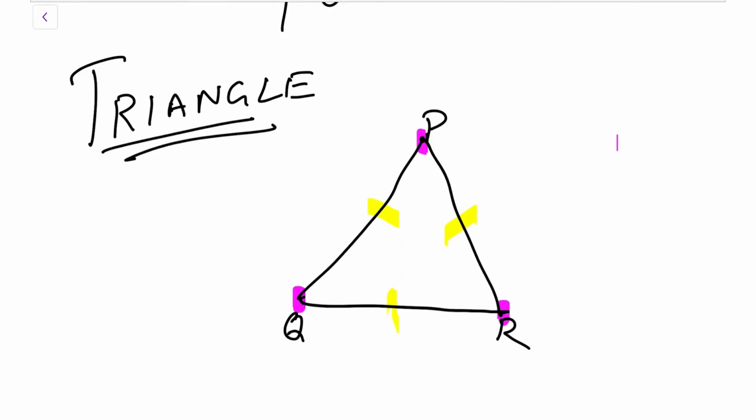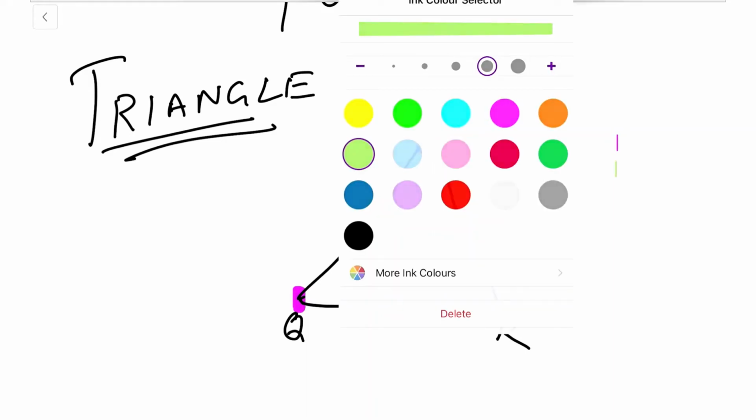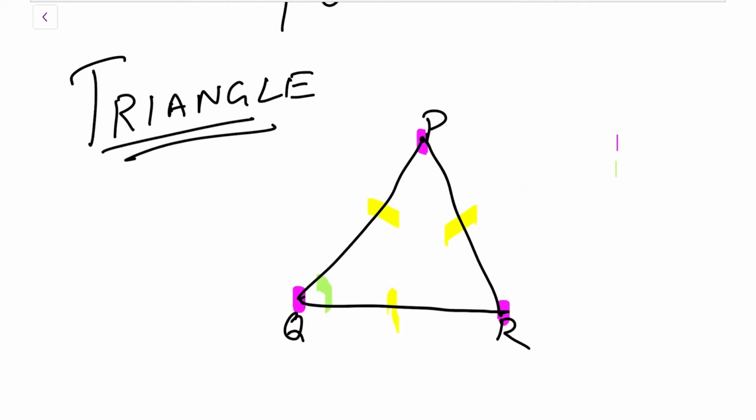Alright. 3 vertices. And can you see how many angles it's formed? That's right. You can see the angles that are formed are also 3. 1, 2, 3. 3 angles. Okay. So you got 3 sides or 3 line segments. You got 3 corners and it's formed 3 angles. Now, can you see that the angles are named with capital letters PQR? That's right. Alright. So it's named with PQR.